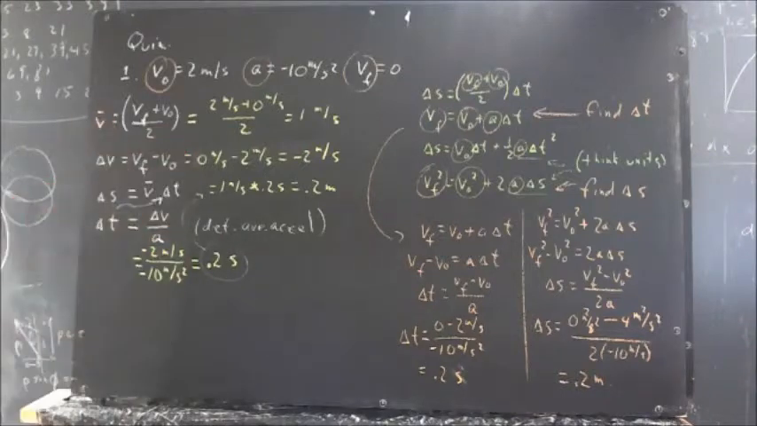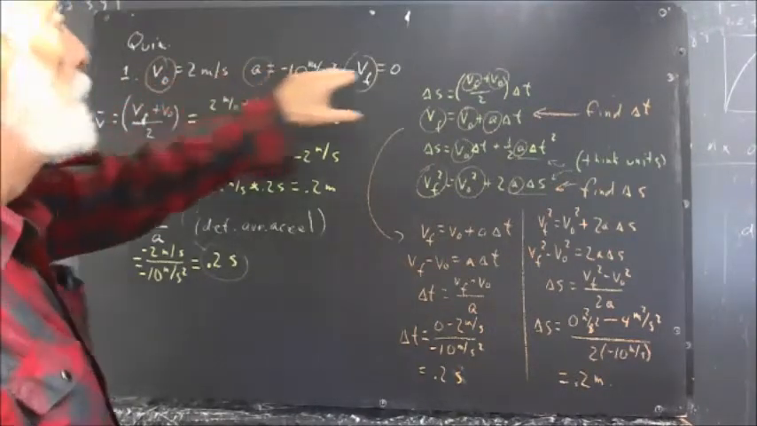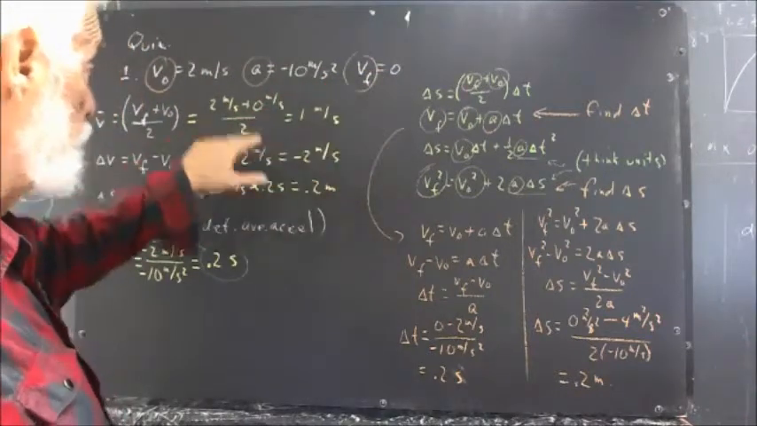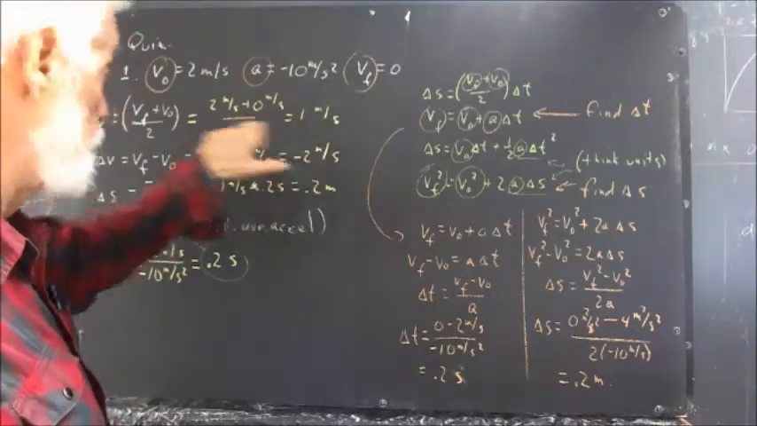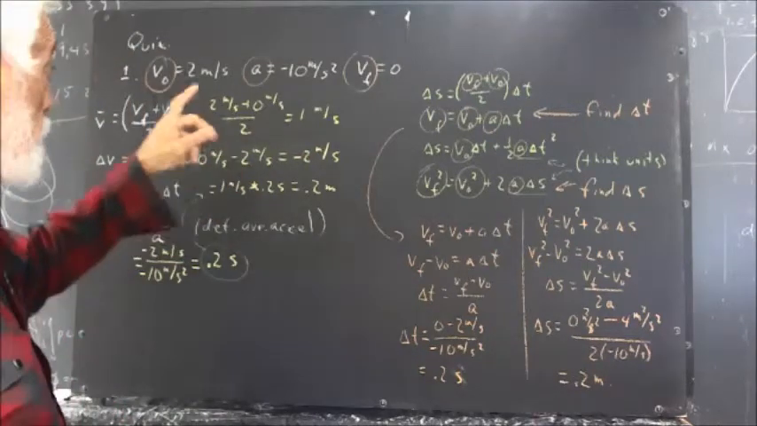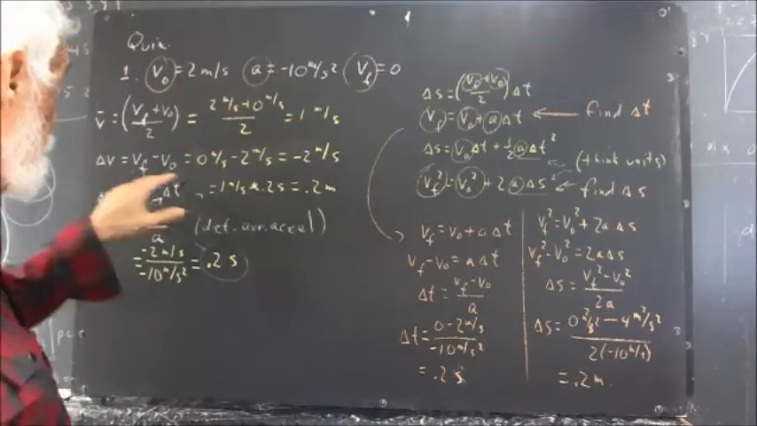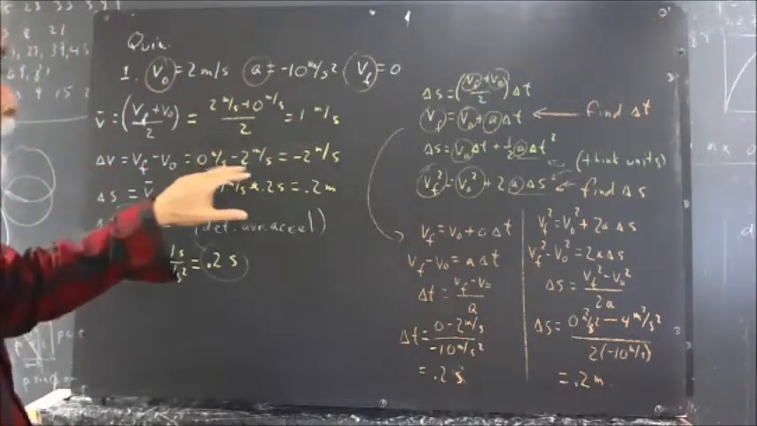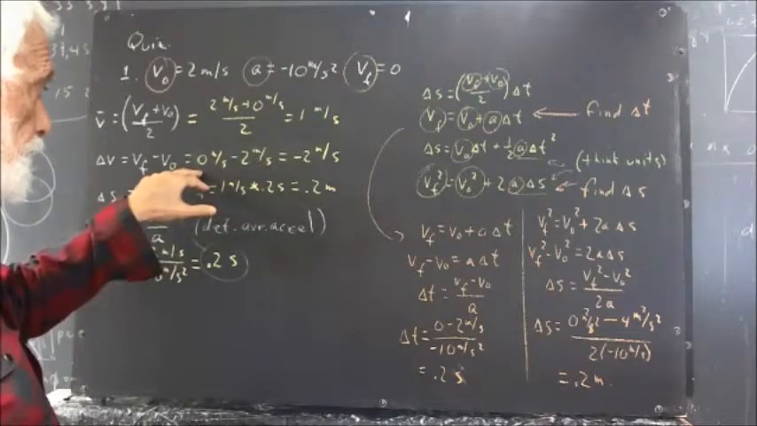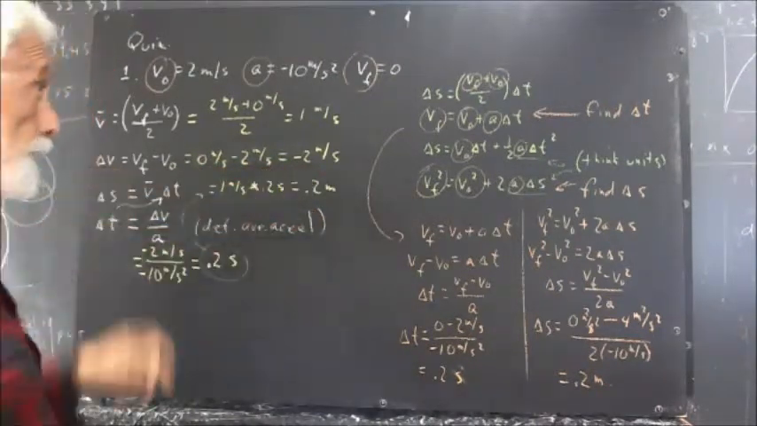Okay, well, we plug our numbers in. Now VF plus V0 over 2, the average of 2 meters per second and 0 meters per second, is clearly 1 meter per second. So that's very straightforward. Delta V: subtract the initial velocity from the final, subtract initial from final. Subtracting 2 meters per second from 0 meters per second, we get negative 2 meters per second change in velocity.